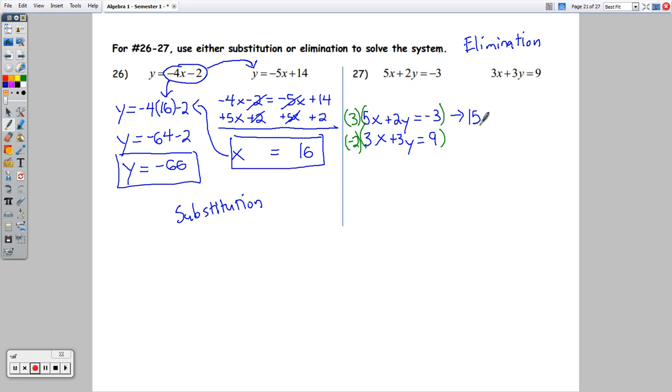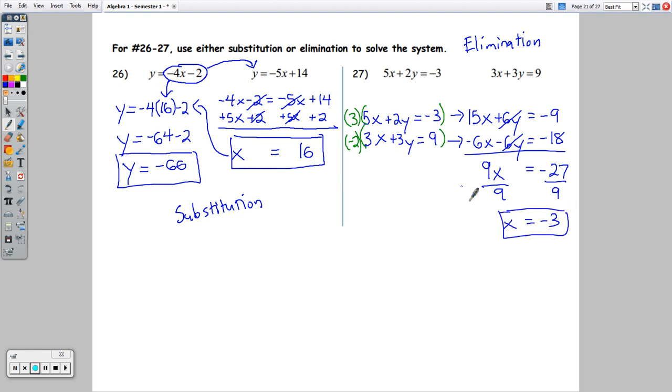I would have 15x plus 6y equals negative 9, and I would have negative 6x minus 6y equals negative 18. If I add them together, I get rid of the y's. This is 9x equals negative 27, and divide by 9, x equals negative 3.